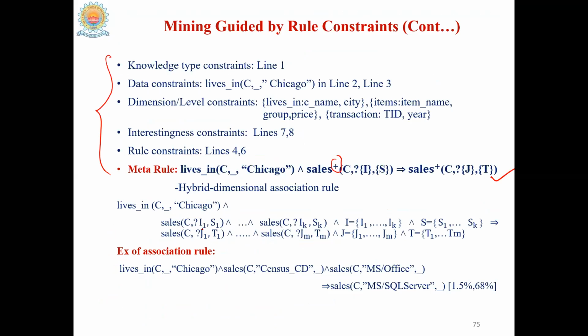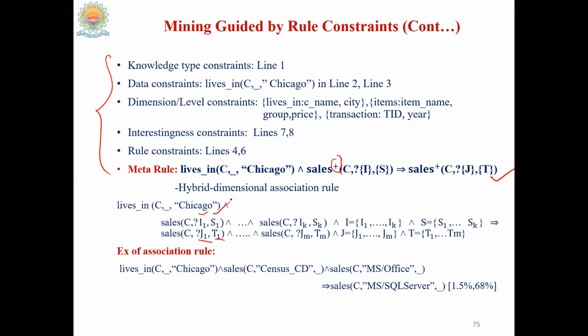So sales C, I1, S1 to IK, SK you can write here, where the item set I consists of the items from I1 to IK. Similarly, the item set consists of the items from I1 to IK. Similarly, here also we are having J1 and T1. Actually, what is I and what is S initially?